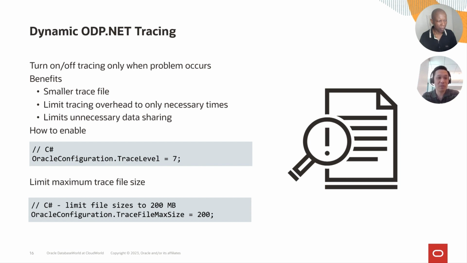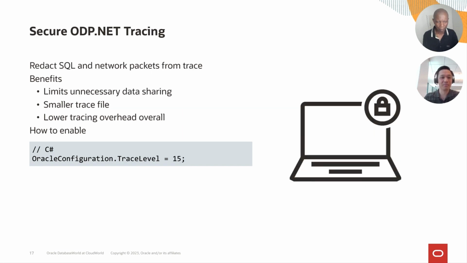You can also limit the trace file size itself, because sometimes you do need to generate gigabytes of trace just to capture all the data that's going in. Maybe you're measuring something over long periods of time, but you don't want to have a gigabyte file to open. So you can break it up to say, I only want 200 megabytes for my maximum file size, and ODP.NET will then trace only 200 megabytes of data and then start a new trace file for the next set of trace data instead of just writing to the same file continuously.